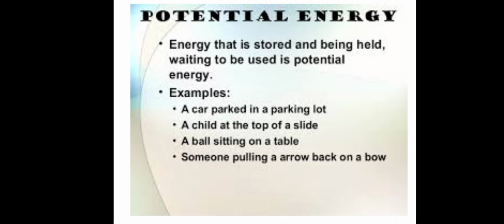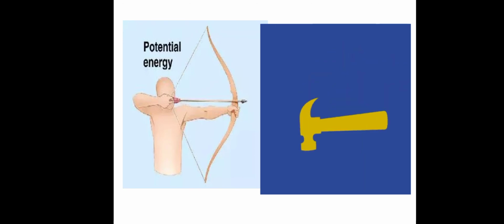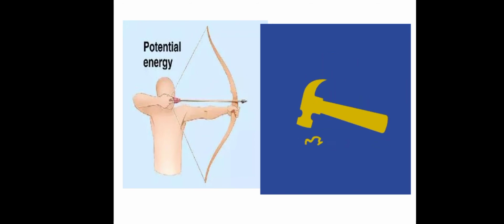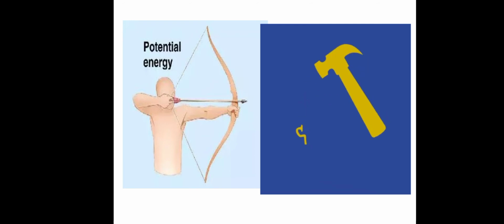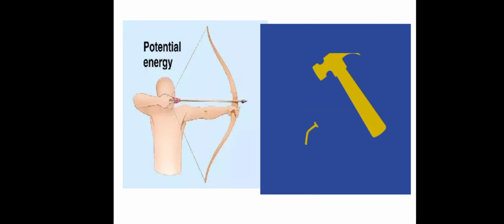Energy that is stored and being held waiting to be used is potential energy. Examples: a car parked in a parking lot, a child at the top of a slide, a ball sitting on a table, someone pulling an arrow back on a bow. So over here you can see the potential energy. Once you release the arrow, that gives rise to kinetic energy. Now the hammer, when you don't hit it, you have stored energy, that is the potential energy. When you start hitting the nail with the hammer, that will give rise to kinetic energy.